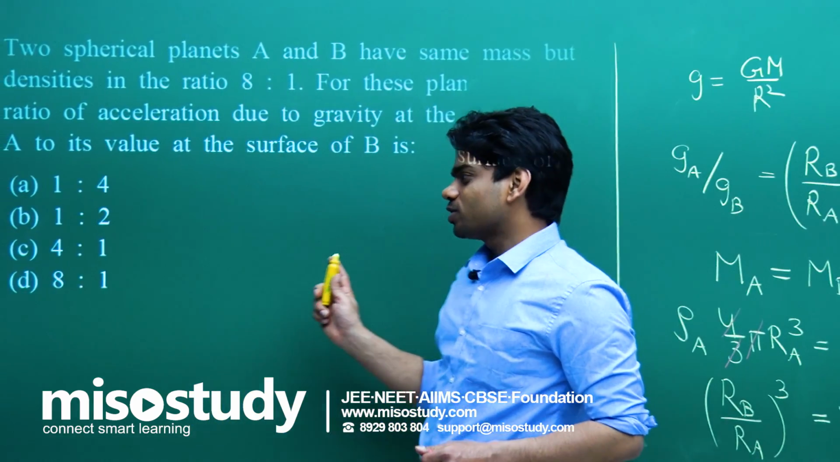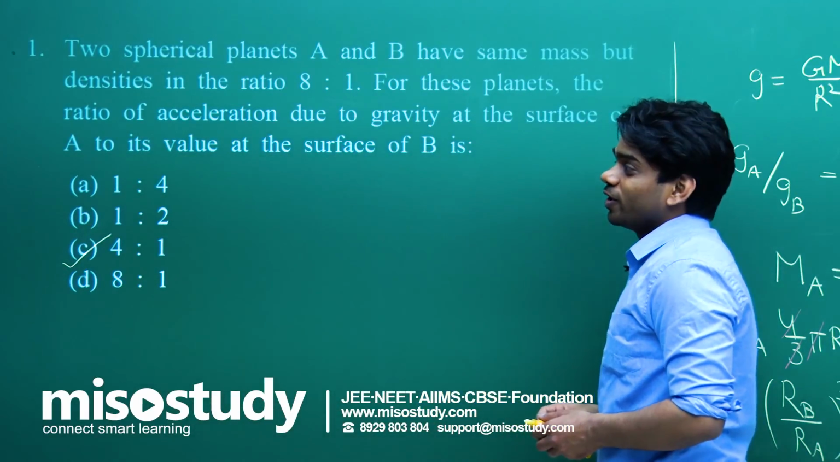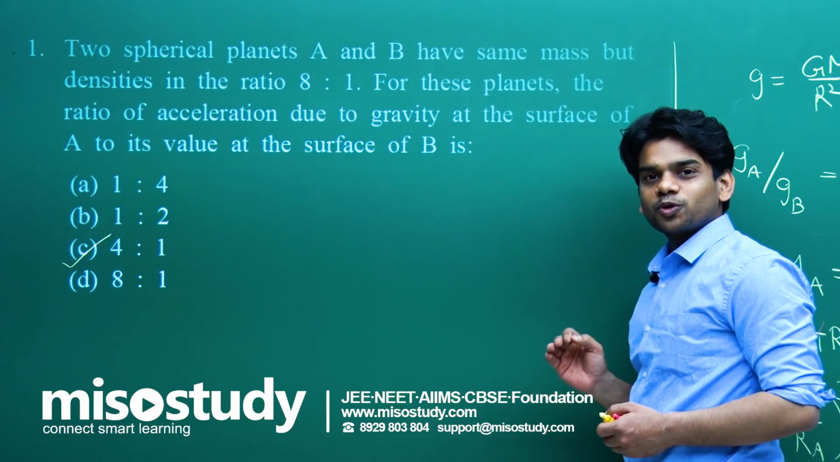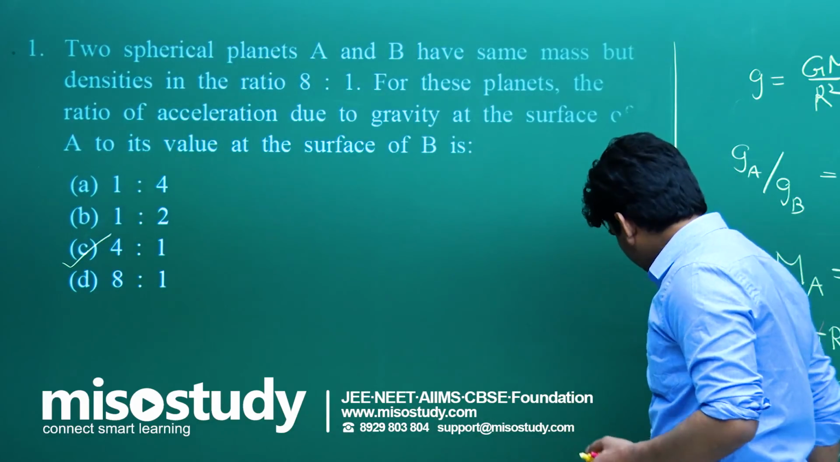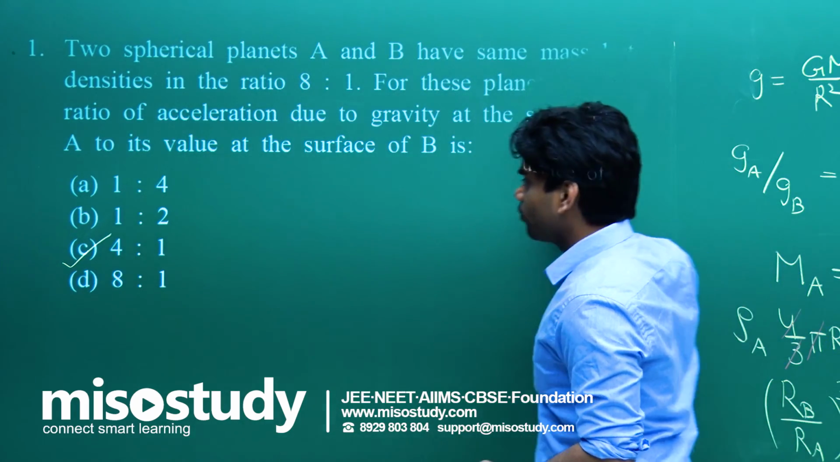Let us check which option is correct. Option number C, that is 4:1. So you need to take 4:1 as your right answer. Proceed stepwise and you will get the right answer. Let's go ahead with the next question of the class. Before that, let me get the board ready for you all.